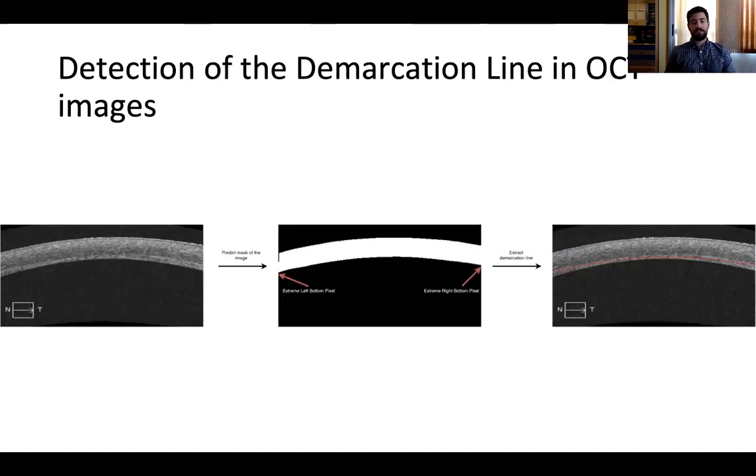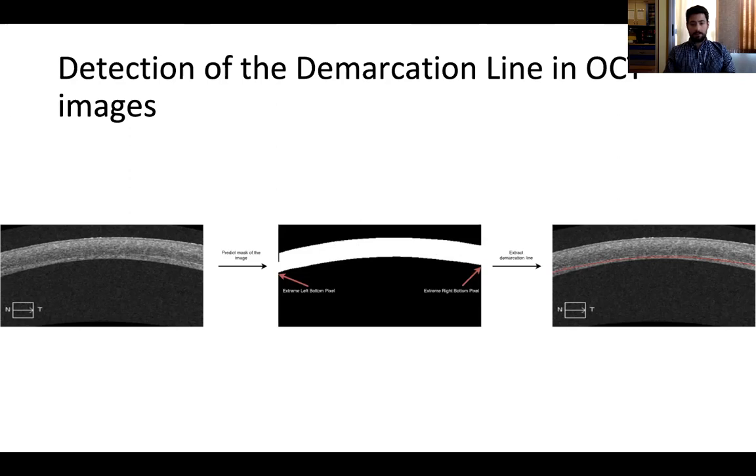Now, to be able to extract the demarcation line from an OCT image, we propose a simple algorithm that takes as input a segmented OCT image. The algorithm uses a function from OpenCV called findContours to find the largest contour, which should be, in our case, the area between the top boundary of the cornea and the demarcation line.